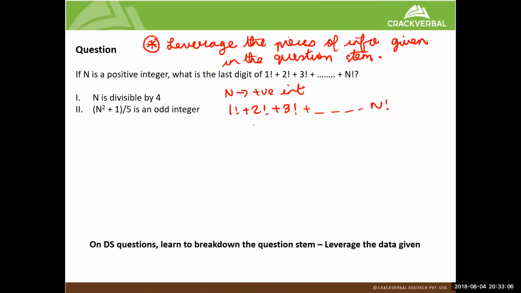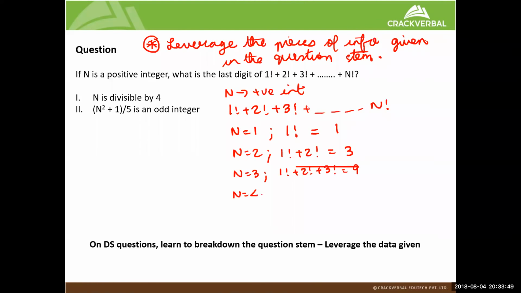So now let's look at the different possibilities. I'm not even going into the statements for now, I'm just looking at the question. If n was 1, then this would be 1 factorial, and the units digit would be 1. If n was 2, then this would be 1 factorial plus 2 factorial. Remember, 1 factorial is 1, 2 factorial is 2, so 1 plus 2 would give me 3. If n is 3, it's 1 factorial plus 2 factorial plus 3 factorial. 1 factorial plus 2 factorial gives me a units digit 3. 3 factorial will give me 6, 3 into 2, 6, so I'm going to get this as 9.